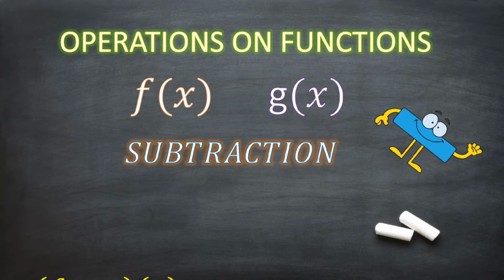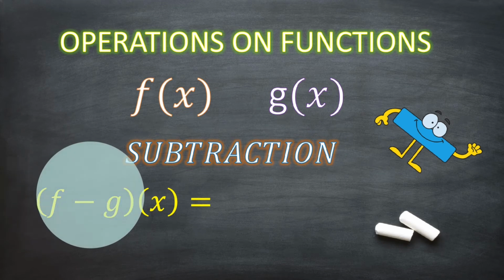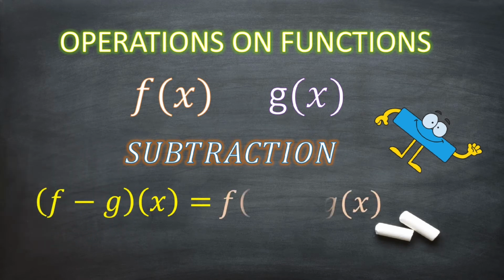Then for subtraction, it's still the same. It's in the form the quantity of f minus g of x. We will still distribute the x, so its equivalence will be f of x minus g of x.